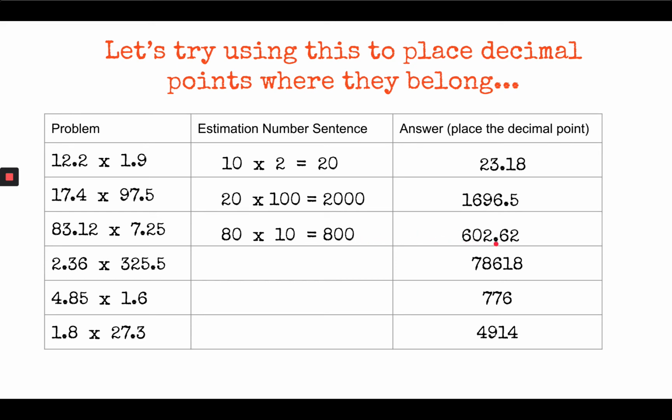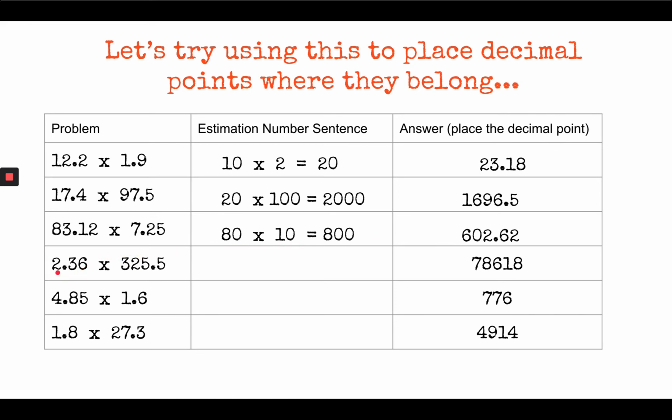There we are. 602.62. Now, the number's not always going to be right there, okay, next to your estimate. But it's closer than any other choice we had. And that's where you're going to learn how to figure out where to put that decimal point.